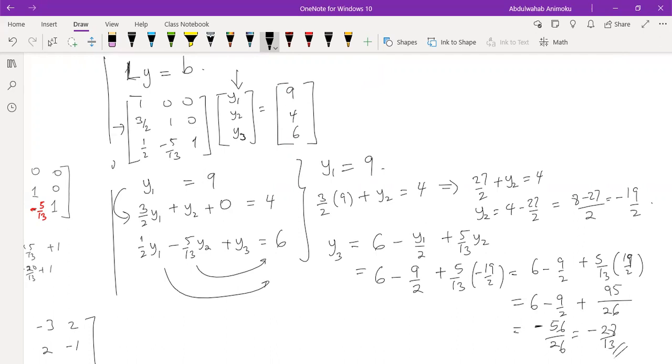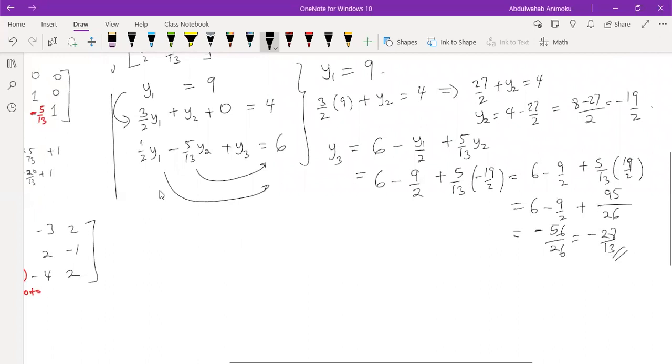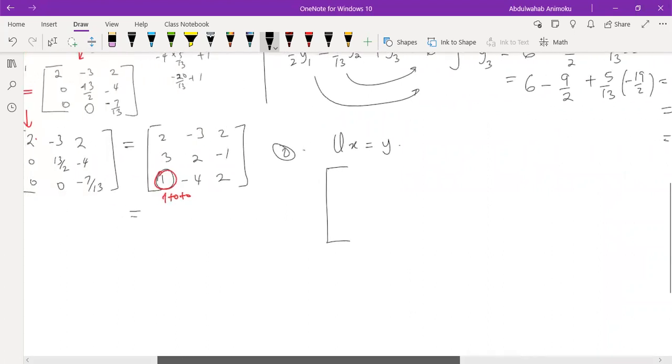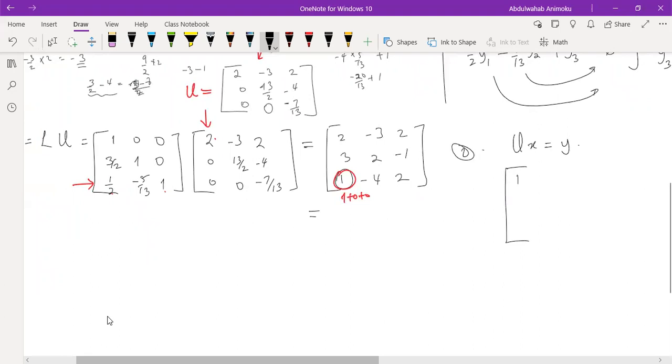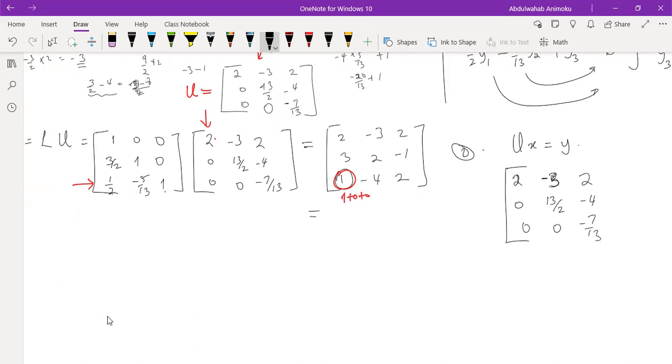Right. Now, this is what we are looking for. So this is the first step, right? Now, what's the second step? Second step is to solve Ux equal to y, which means we need to go back and get our U. I think we have it here, 100. No, we have it: 2, minus 3, 2, 0, 13 over 2, minus 4, 0, 0, minus 7 over 13. So this is U.